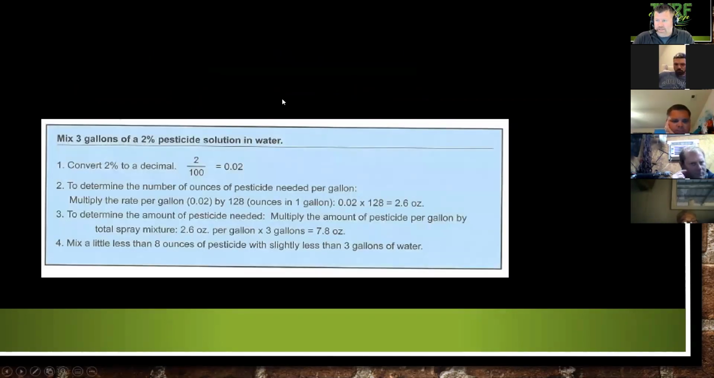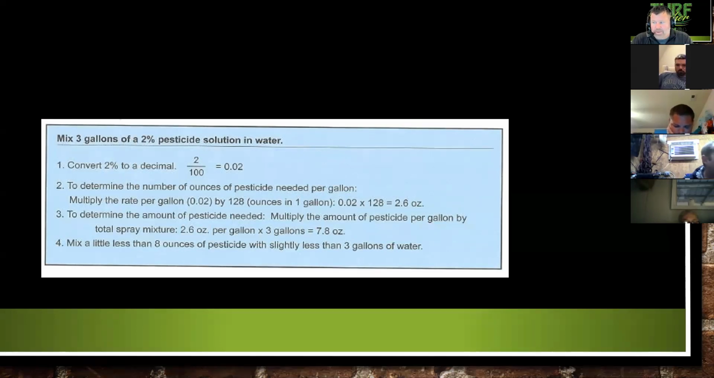But here, let's look at mixing 3 gallons of a 2% pesticide solution in water. So we want to convert that 2% to decimal. It's 0.02. Just divide it by 100. Determine the number of ounces of pesticide needed per gallon. We're going to multiply the rate per gallon, which is 0.02, by 128 ounces, and that gives us 2.6 ounces.